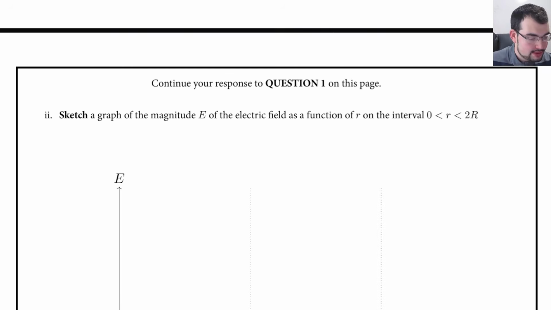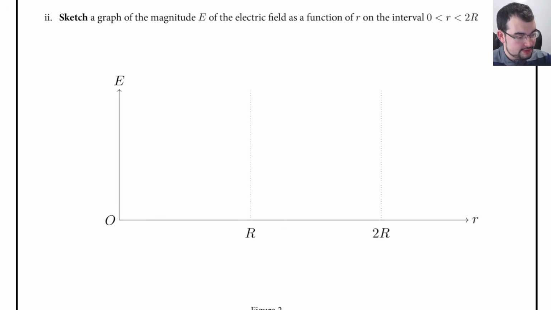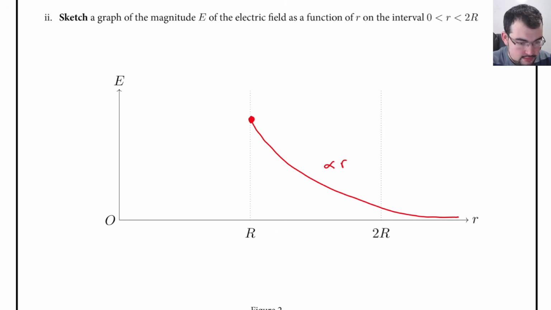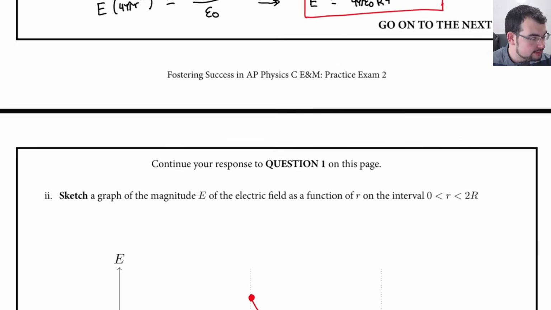So sketch the magnitude of the E field on this interval. Well, this is the surface of the sphere. So we know for sure that outside the sphere, it's just shell theorem. It's just KQ over r squared. And then what does it look like inside? Well, if the density was uniform, it would be linear, because you'd be picking up charge at a cubic rate, and the field would be shrinking at a quadratic rate.